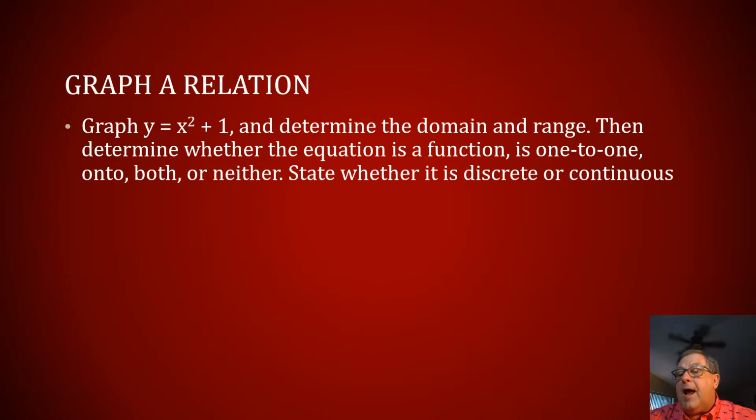But then from there, we're asked to determine the domain and the range. We're asked to determine whether the equation does represent a function or not. And if it does represent a function, is it one-to-one, onto, both, or neither? And then lastly, we're asked to state whether the function is discrete or continuous. So we're going to jump over to the TI-84 calculator. We're going to graph this equation, y equals x squared plus 1, and then state the domain and the range, determine whether it's a function, what type of function it is, and is it discrete or continuous.